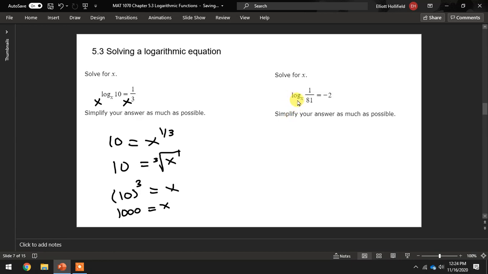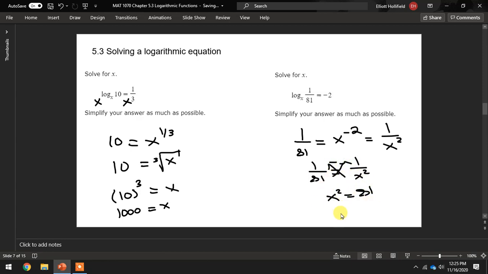Now for the second example, we have the log base x of 1 over 81 is equal to minus 2. That means the same thing as 1 over 81 is equal to what, base x raised to the negative 2 power? Here, let's remember what we mean by this negative. This means the same thing as 1 over x squared. So we have 1 over 81 is equal to 1 over x squared. Now let's do a cross multiplication here. That says that x squared must be equal to 81.